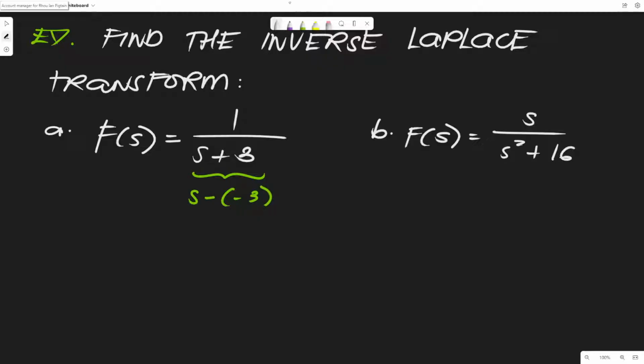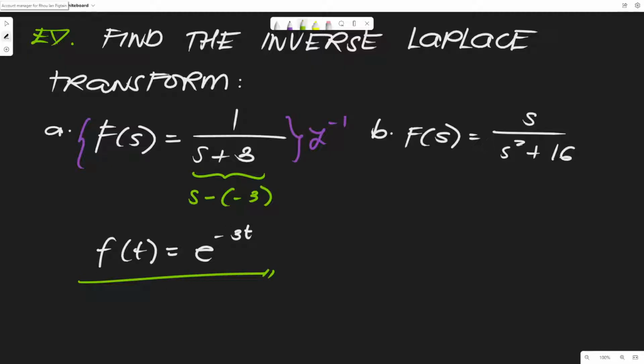Therefore, the inverse Laplace transform of this function, yung f of t natin, is equal to e raised to negative 3t. Yan yung ating inverse Laplace transform ng function 1 over s plus 3.